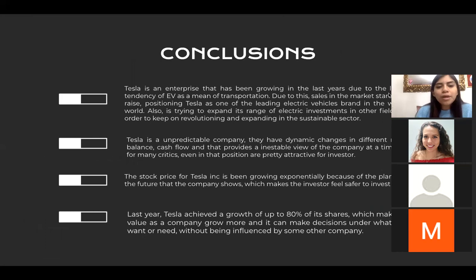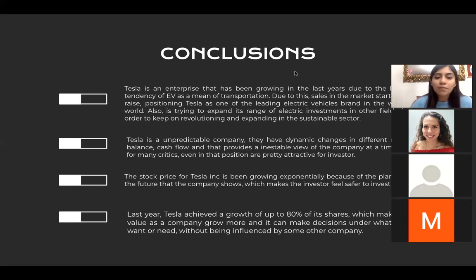Okay, for conclusions, we have that Tesla is an enterprise that has been growing in the last years due to the latest tendencies of EVs as a means of transportation. Due to this, sales in the market started growing constantly. In that way, Tesla is in a position as one of the leading electric vehicle brands in the world. Also, it is trying to expand its range of electric investment in other fields.